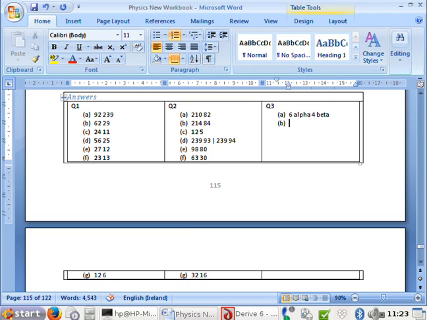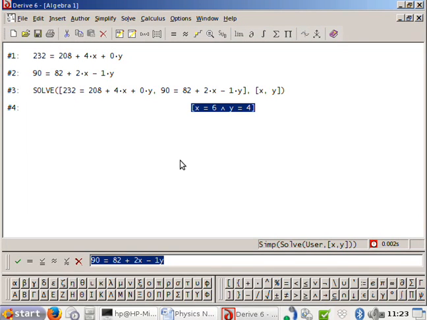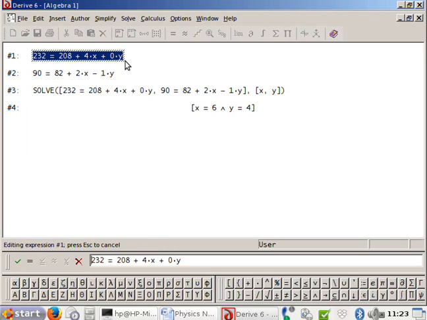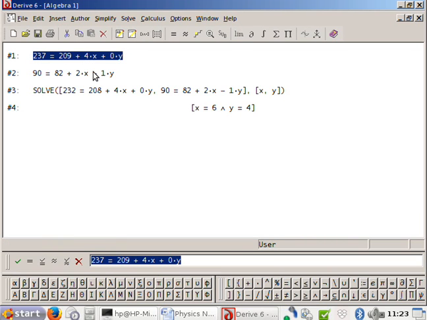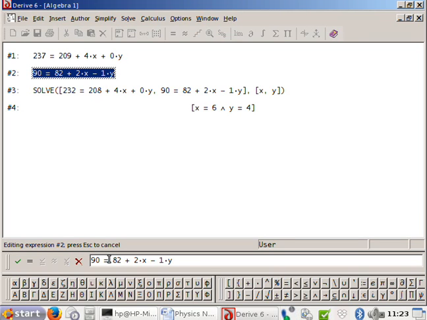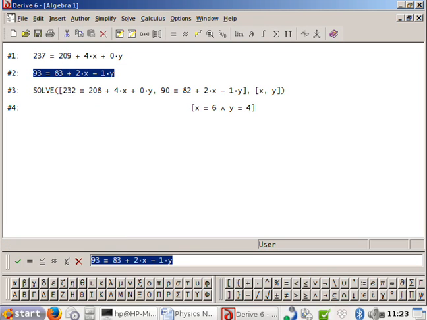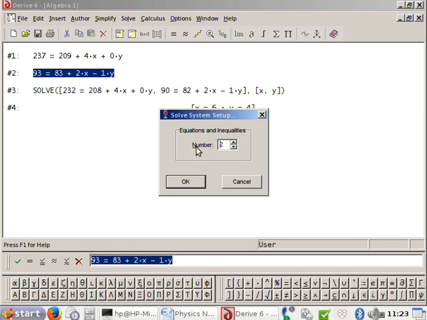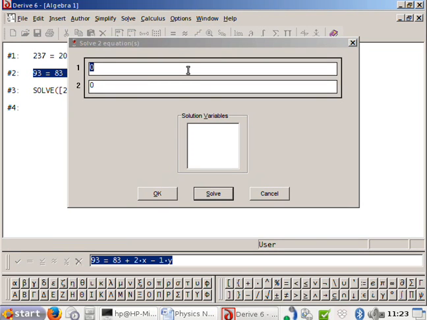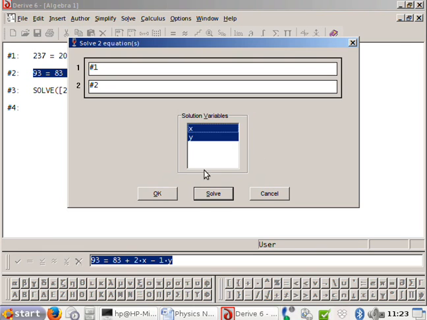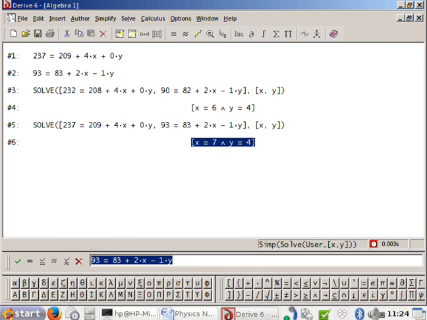Okay. Now the next one, we just have to really change the numbers here, but it's the same deal. So instead of 232, it's 237, and instead of 208, it's 209. And then here, instead of 90, it's 93, and instead here it should be, what's that, 83, yeah? Okay. Solve system again, and then we have the first one and the second one, and we solve. 7 alphas and 4 betas.